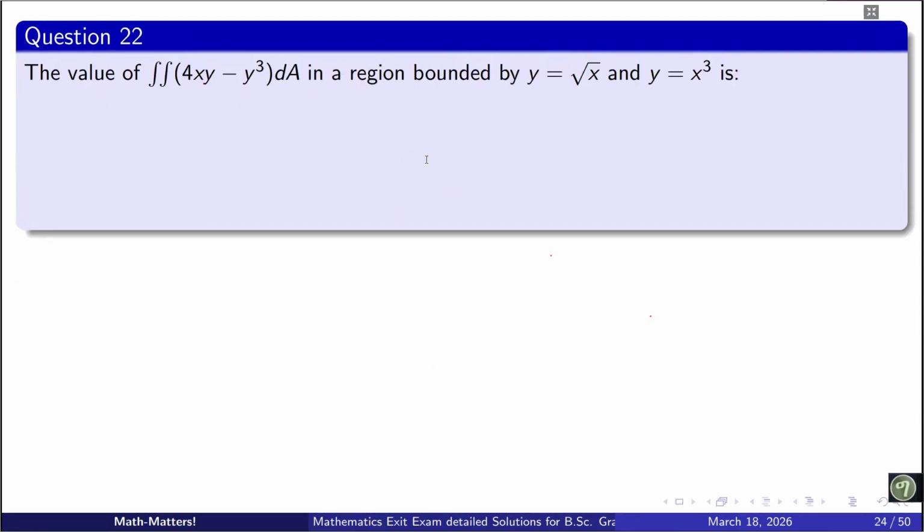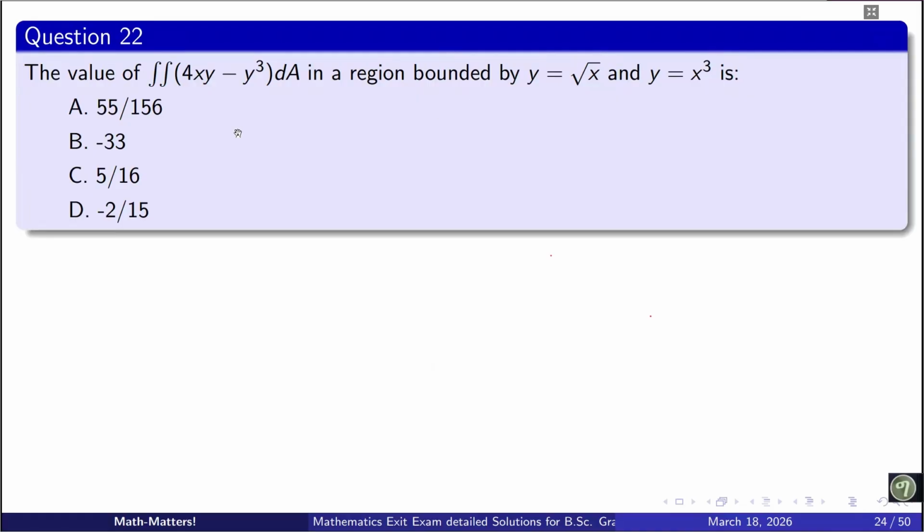Next question, the value of the double integral, that is a double integral of 4xy minus y cubed dA in a region bounded by y is equal to the square root of x and y is equal to x cubed is. The alternatives are this one.